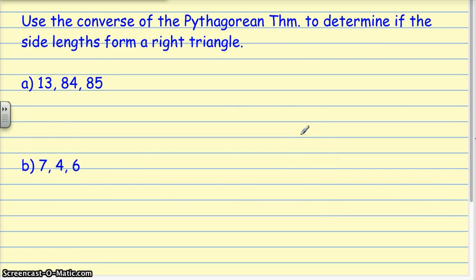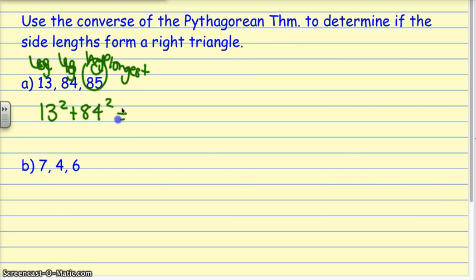All right, converse of the Pythagorean theorem. Here are two problems, each of which have 3 sides, and you need to determine if the side lengths actually form a right triangle. So you can draw the triangle if you want to, or you can label them. A squared plus b squared equals c squared. C is always the longest one. You can call these either thing you want to, and if you want to, you could just call them leg and hypotenuse. Doesn't matter. So 13 squared plus 84 squared, I want to know, does it actually equal 85 squared?